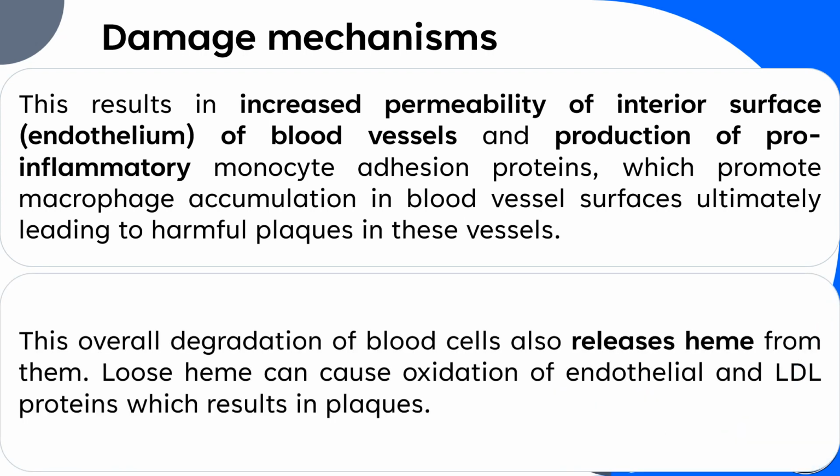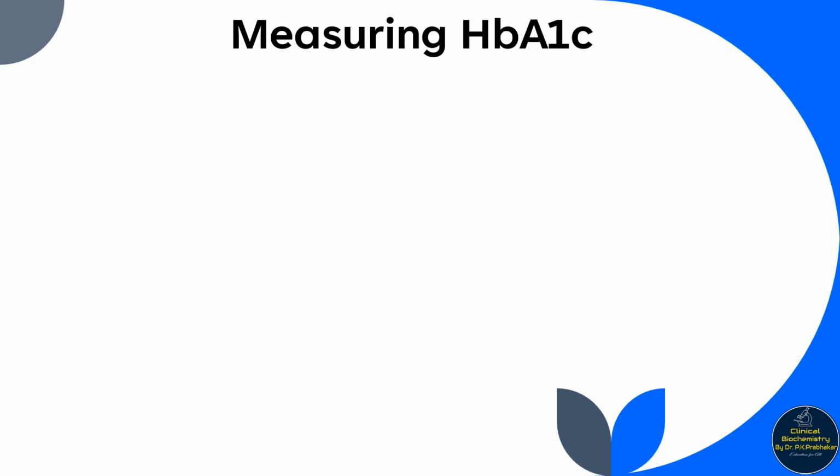And this overall degradation of blood cells also releases the heme from them. The released loose heme can cause oxidation of endothelial and LDL proteins, which results in plaque formation. Now, if you see the measuring of this HbA1c, there are a number of methods.